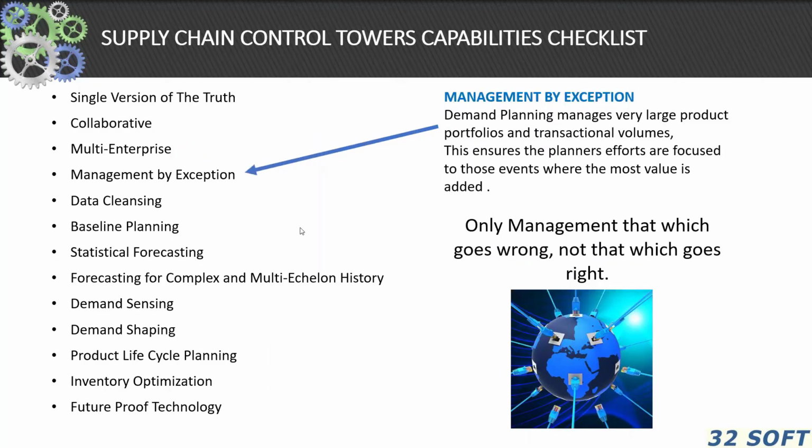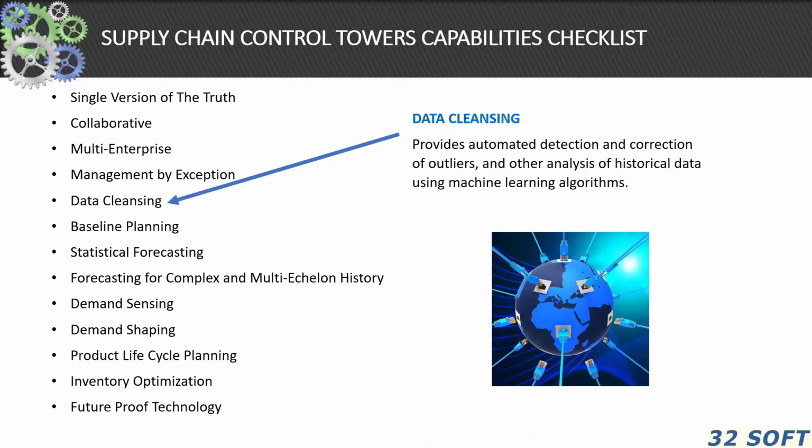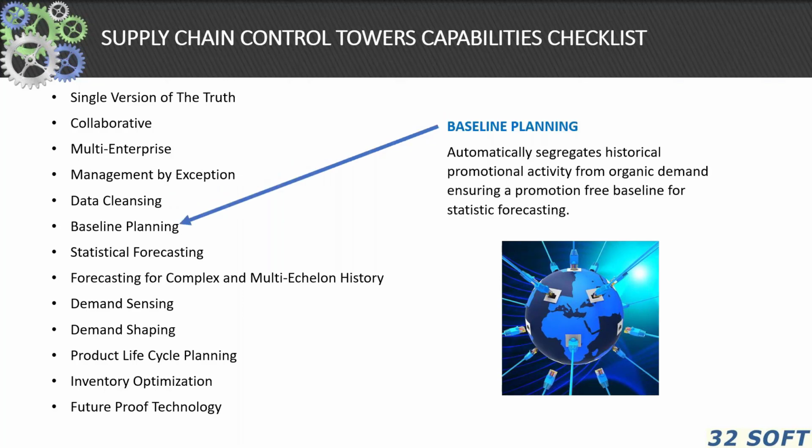Supply chain management tools deal with very large product portfolios and huge transactional volumes. Management by exception ensures that the planner's efforts are focused on those events which give the most value add to the organization. If you remember from our discussions of MRP, the principle of only manage that which goes wrong, not that which goes right. Demand cleansing provides for an automated detection process along with correction of outliers and other analysis of historical data using machine learning algorithms.